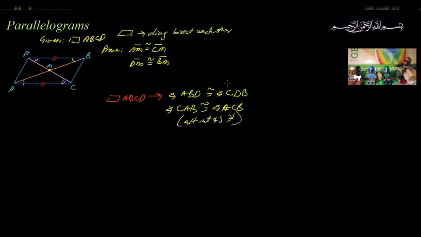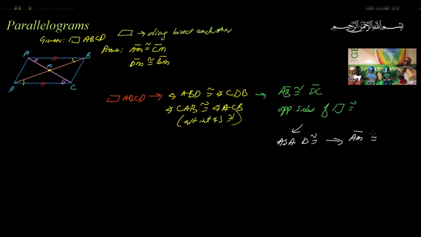Then we can say that AB is congruent to DC because opposite sides of a parallelogram are congruent. That's a theorem that we just learned, that we proved, in fact. Since we have that, we can say angle, side, angle, triangle congruence. Having proved the triangles congruent, we can clearly say AM is congruent to CM, and DM is congruent to BM, because of CPCTC. Ta-da! Done.